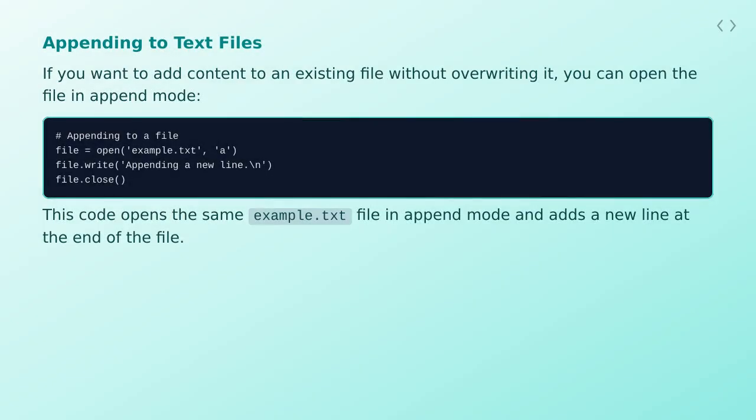This section covers appending to text files. If you want to add content to an existing file without overwriting it, you can open the file in append mode. The samples on screen walk through this step. Take a moment to read through them. This code opens the same example.txt file in append mode and adds a new line at the end of the file.